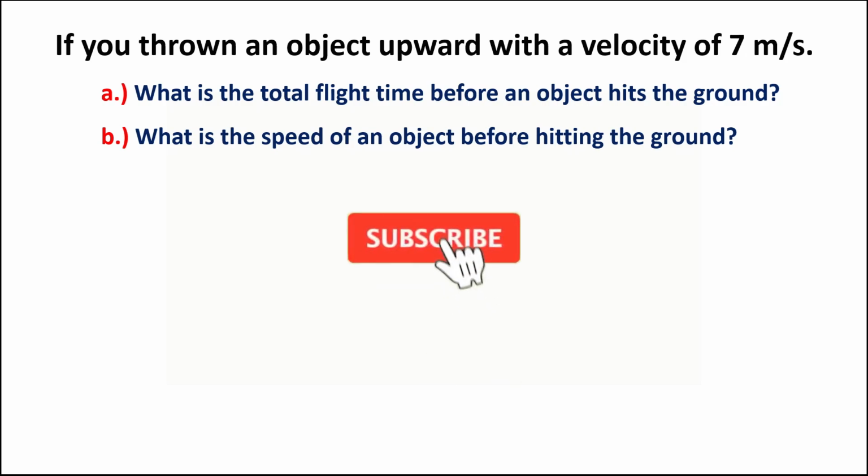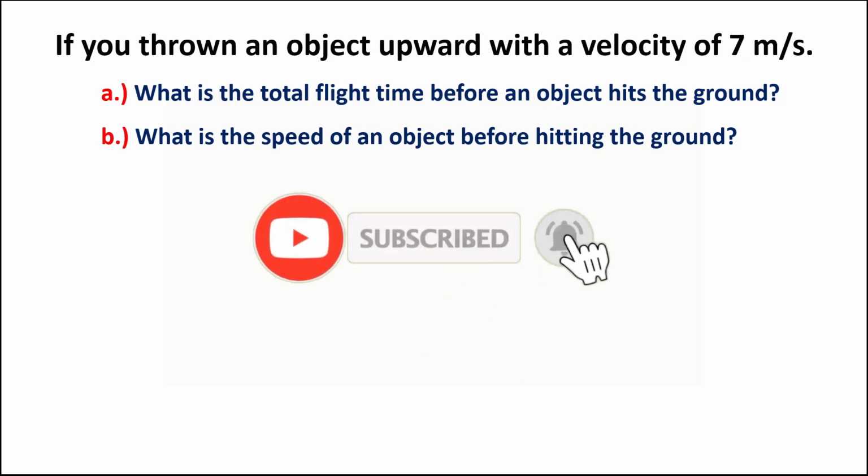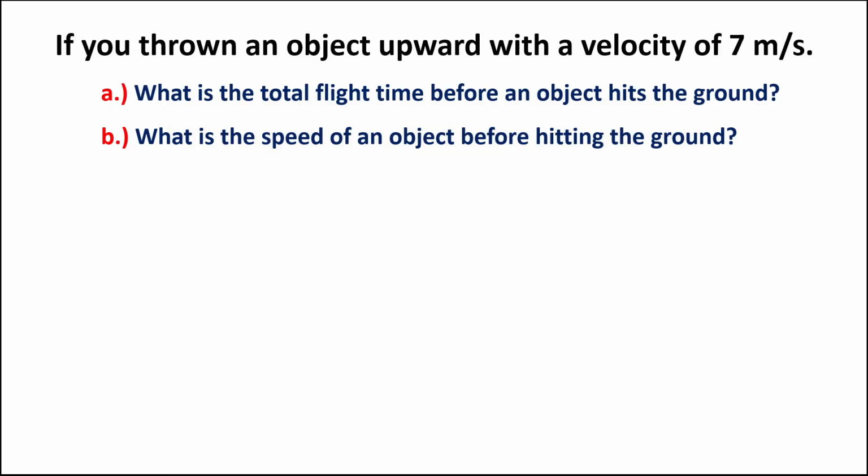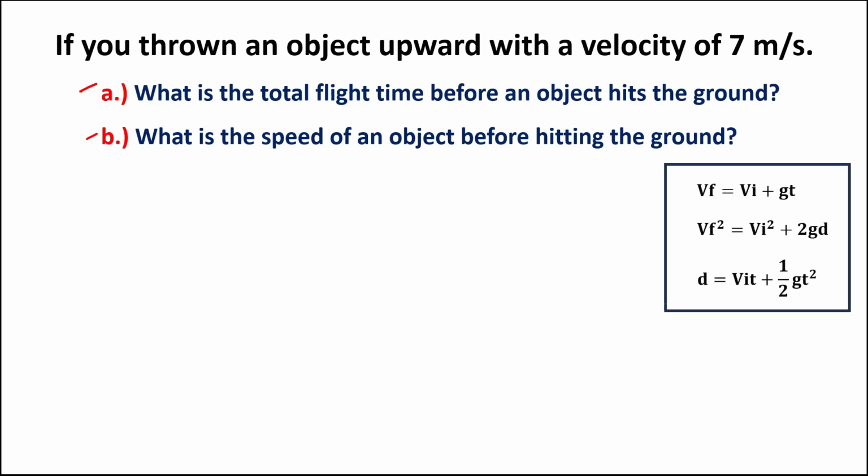So for this problem, if you throw an object upward with a velocity of 7 meters per second, what is the total flight time before the object hits the ground? And what is the speed of the object before hitting the ground? So these are the different formulas we're going to use to solve this problem.